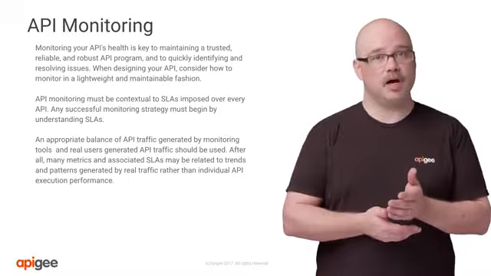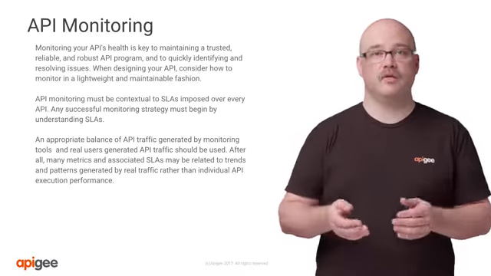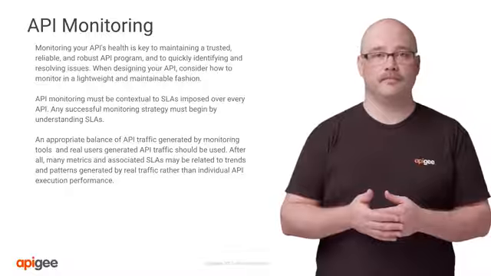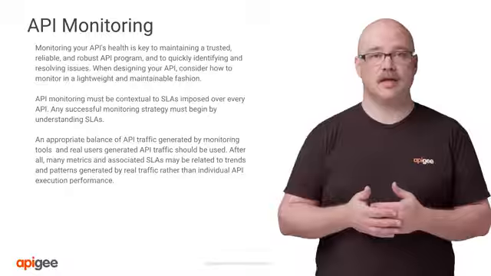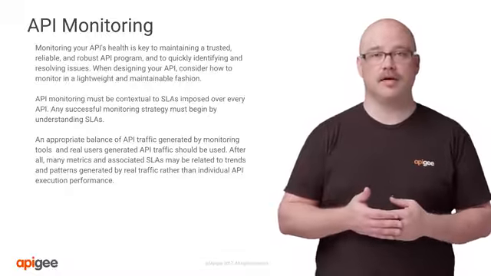While those types of monitoring are vital, ultimately, the function of an API platform is to service API requests within a defined service level agreement, also known as an SLA. API monitoring must be within the context of your SLA. Any successful monitoring strategy begins with understanding your SLA.